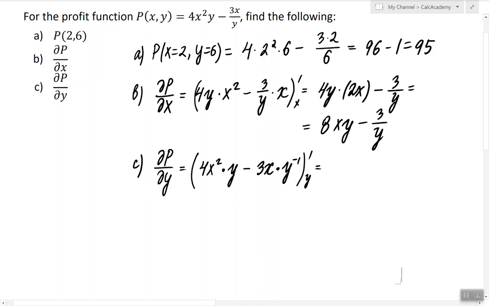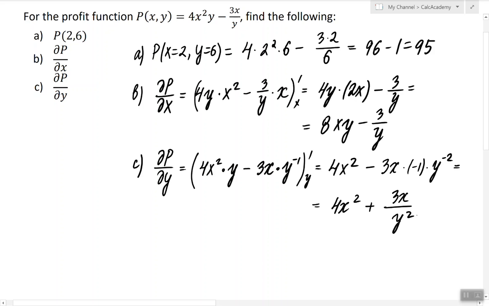So the derivative of 4x squared y is just 4x squared, and the derivative of 3x times y to the negative 1 is 3x times negative 1 times y to the negative 2. And this can be simplified like this. So this is how we evaluate a function of more than one variable and find its partial derivatives.